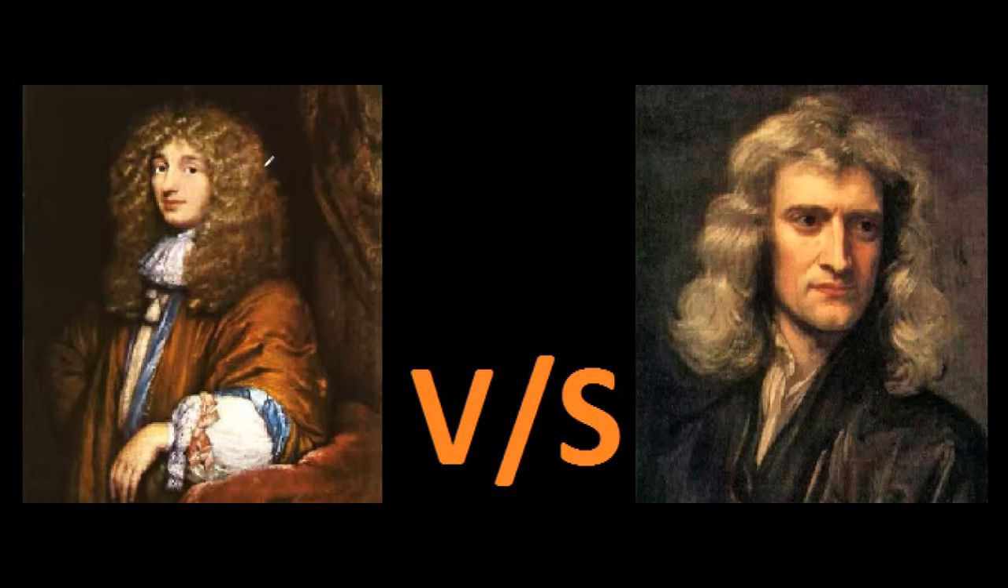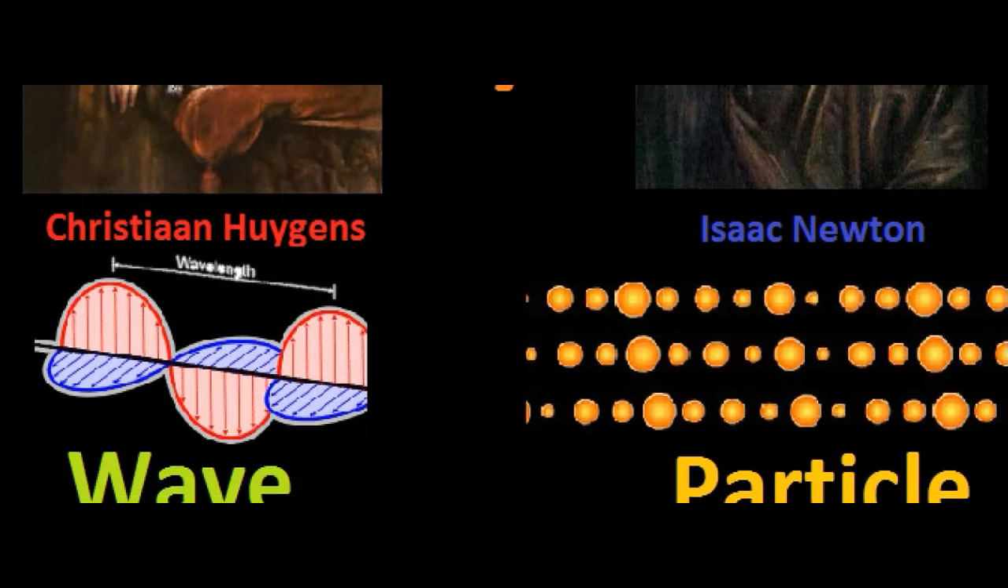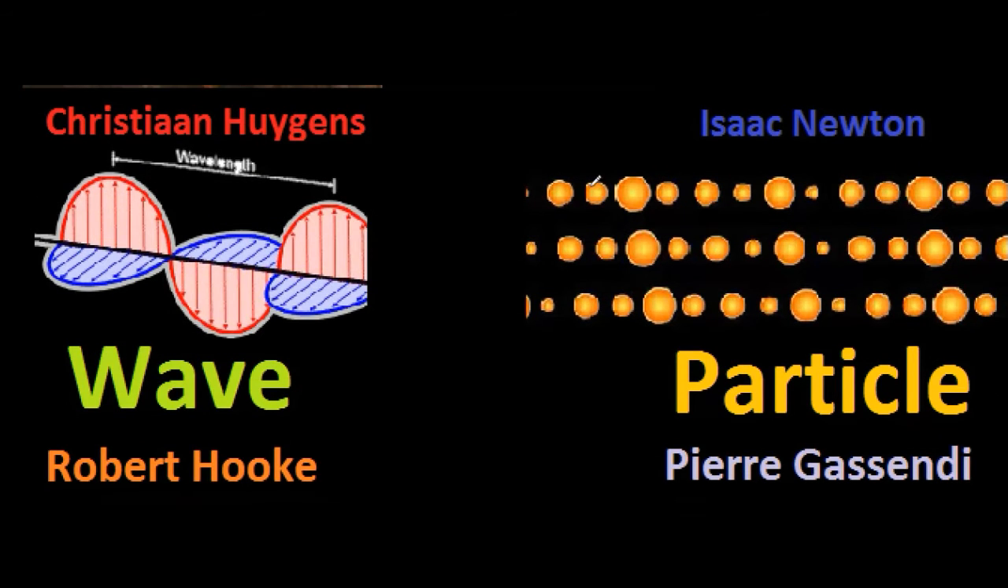Huygens thought that light is made up of waves, while Newton argued that light is made up of particles. Newton believed that light is a stream of particles called corpuscles, while Huygens believed that light is a wave. Well, these ideas are even older.